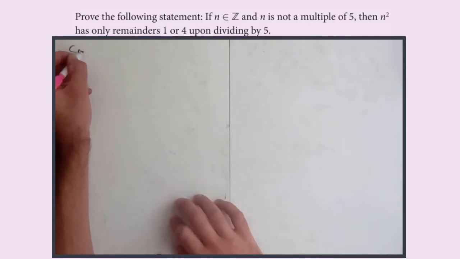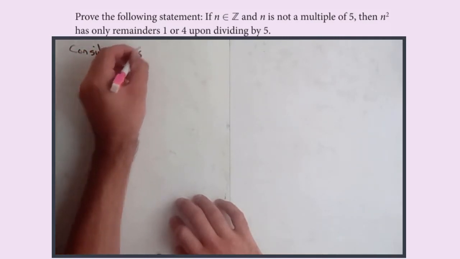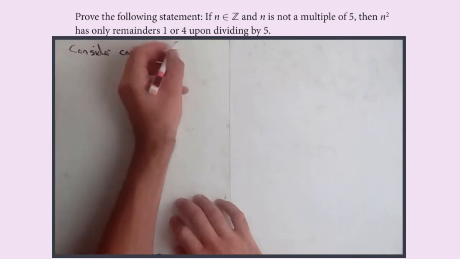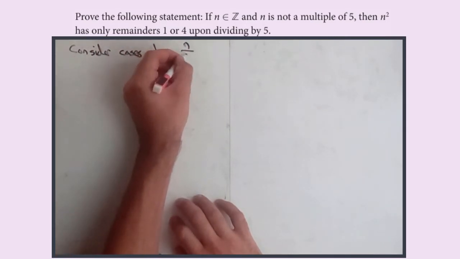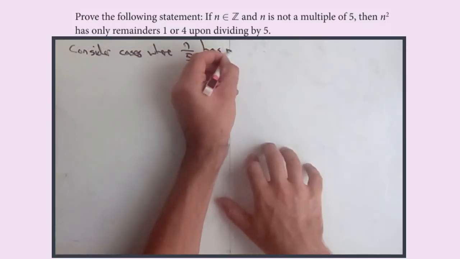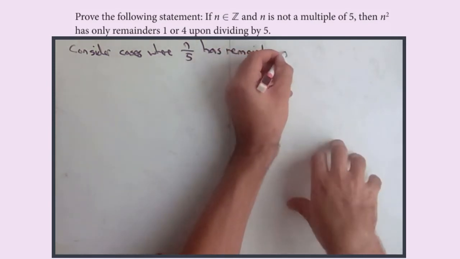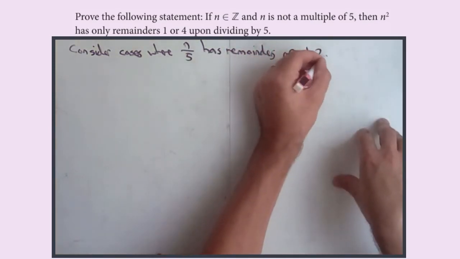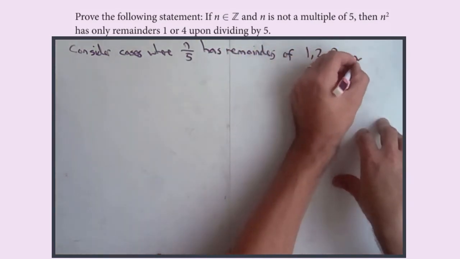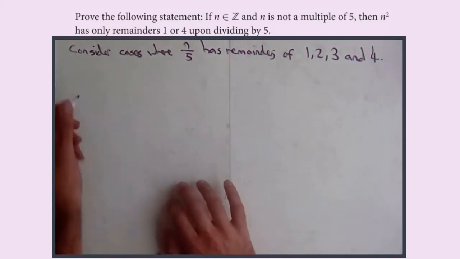So consider cases where n divided by 5 has remainders of 1, 2, 3 or 4. So we're going to consider those cases. So if the remainder equals 1.